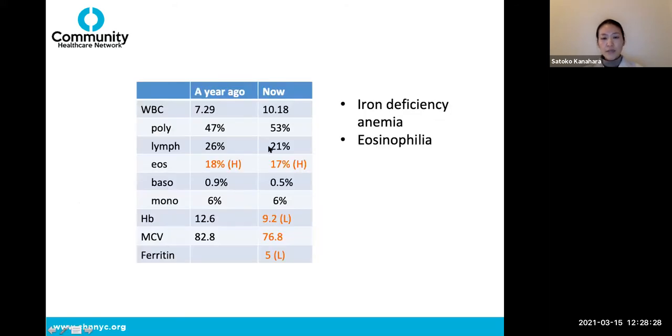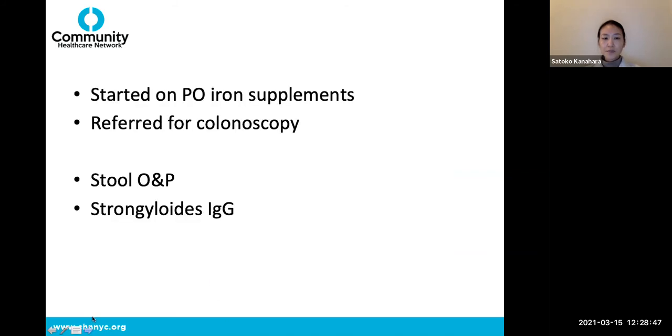So just to go through the labs, a year ago her hemoglobin was 12.6, and now it's 9.2. The MCV is low, the ferritin is low. And of note, there's also some eosinophilia that was present from before, but it wasn't really worked up. So she does have iron deficiency and eosinophilia on presentation. So we started her on just iron supplements with the presumptive iron deficiency. Referred her for colonoscopy and EGD to look for a source of bleeding. We also did stool O&P and strongyloides IgG. The stool O&P came back normal. The strongyloides IgG came back positive.